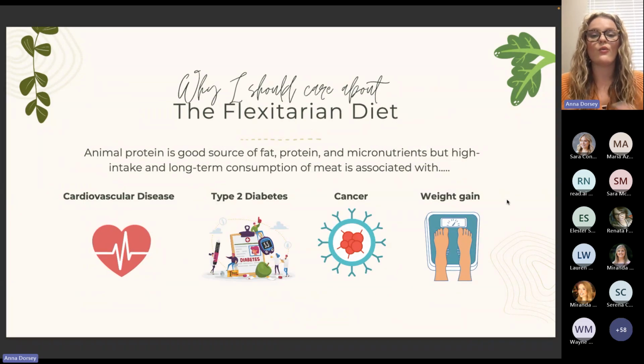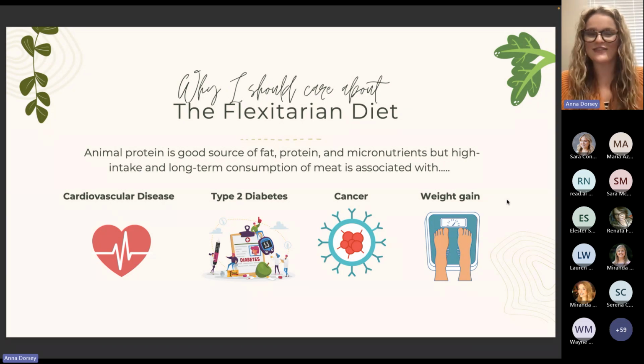And so why should we care about the flexitarian diet? Well, animal protein is incredibly beneficial and a great source of fat, protein, and micronutrients. We see that when we have a very high intake of animal protein or meat, and we have a long-term consumption of meat, this intake is associated with high inflammation, which then has a cascade effect and encourages the development of chronic diseases like cardiovascular disease, type 2 diabetes, cancer, and weight gain.